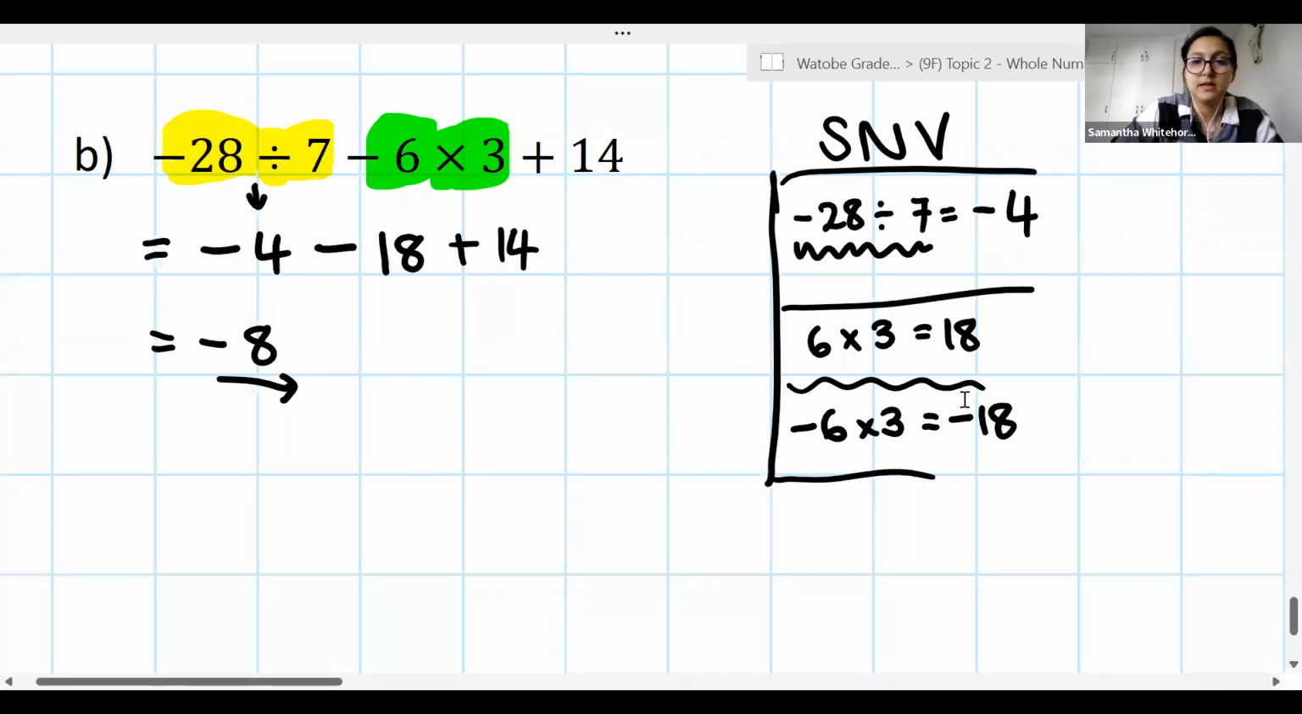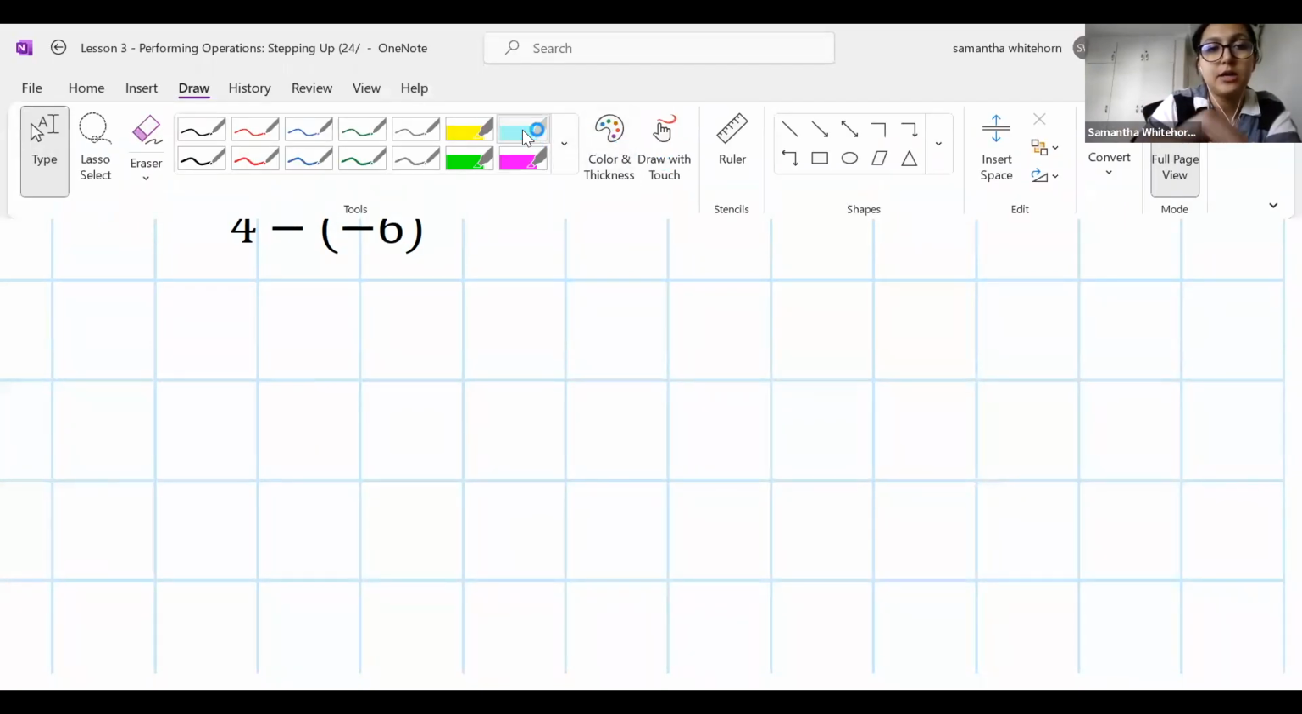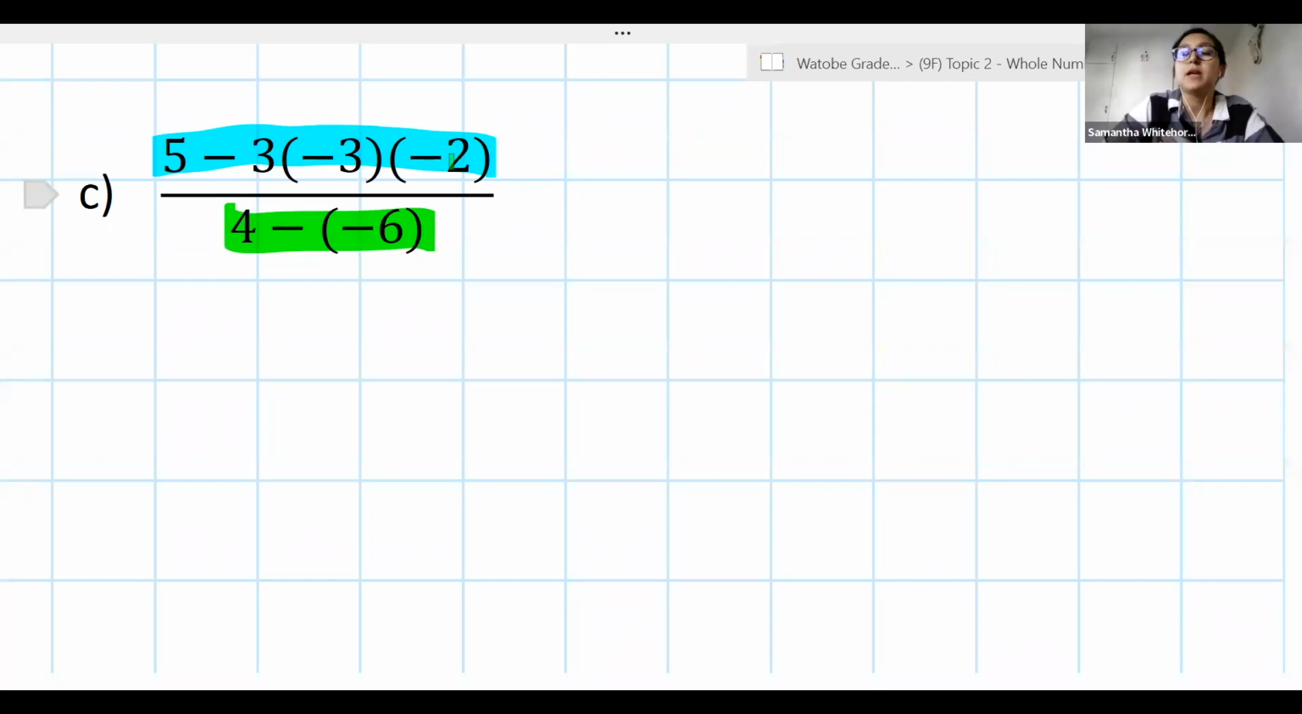Right. Let's have a look at C. So see, there's a little bit going on here. So we just need to take it step by step. Firstly, we have a fraction. Now, whenever we have a fraction, what I like to do is I like to consider my numerator and my denominator separately. So remember, numerator's at the top, denominator's at the bottom. Now, when I say separately, I mean I'm just going to work with my numerator to start off with, and then I'm going to work with my denominator.